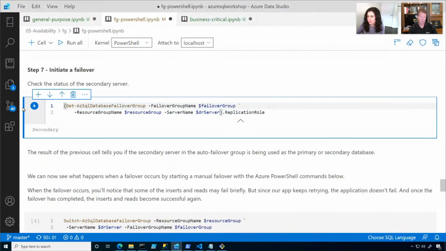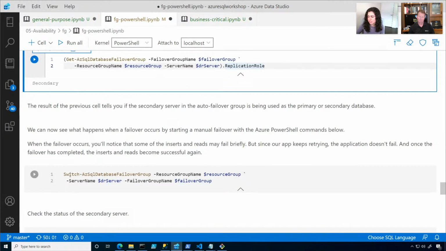So what I can do is first use this command, the Get-AzSqlDatabaseFailoverGroup. In this case, this is for an Azure SQL database. The process is very similar for Azure SQL Managed Instance. I'm basically saying, okay, for what I've defined as my DR server, what's the replication role? And I can see it's in the role of secondary.